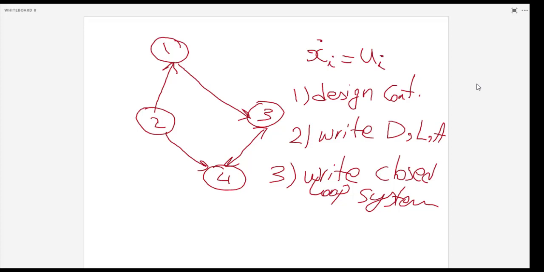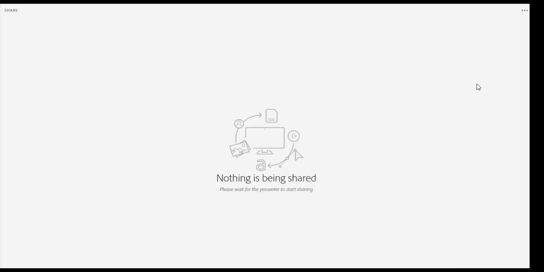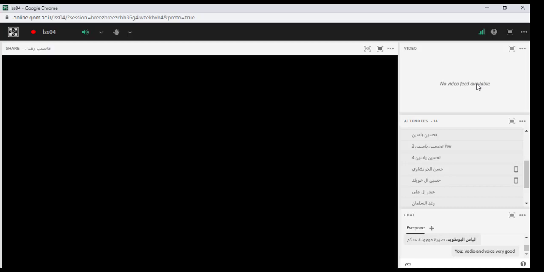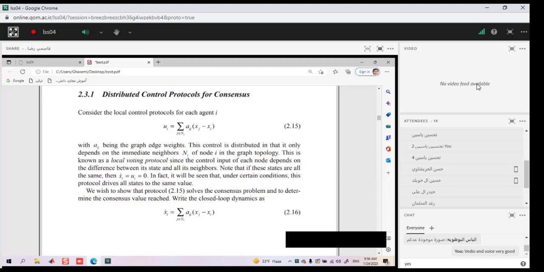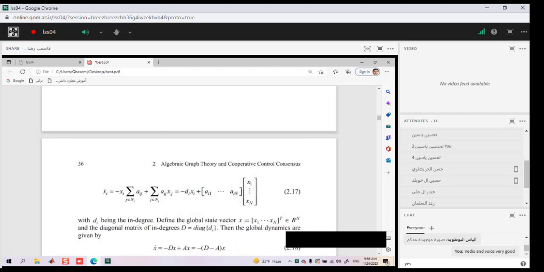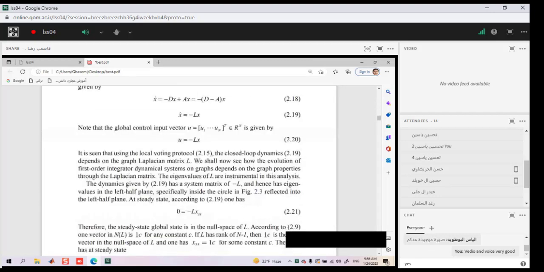Do you have any question about this example? Don't forget to solve this example and send it for me. Okay, let me continue with the lessons.